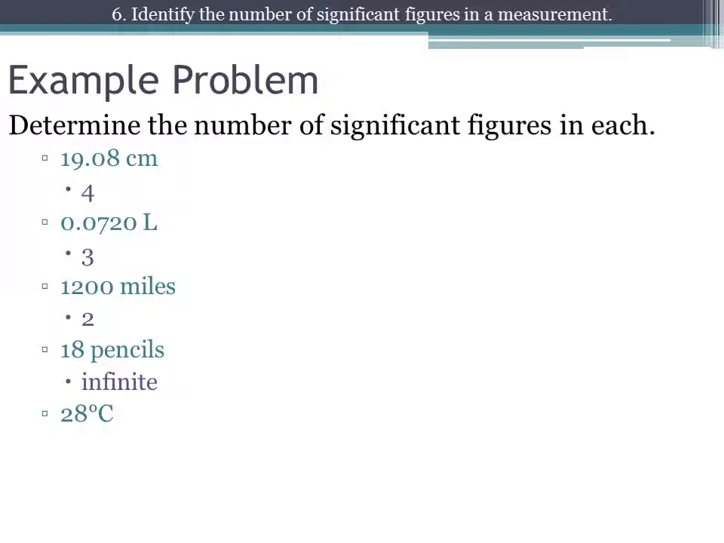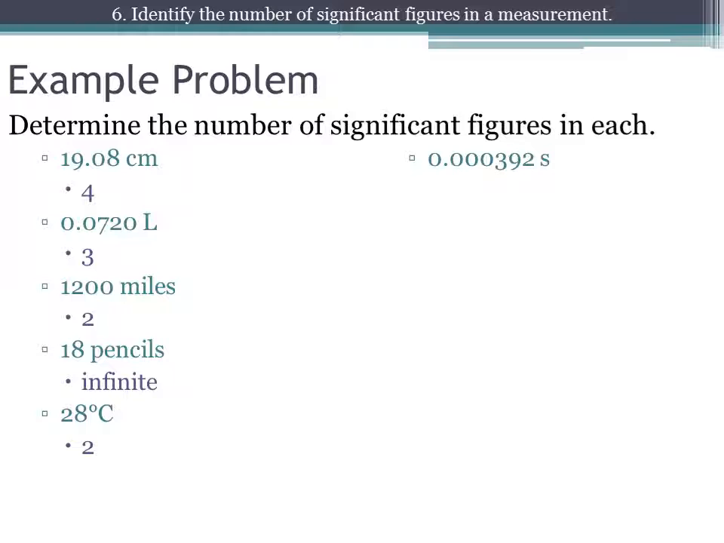28 degrees Celsius. There are 2 sig figs there. They're both non-zeros. A point of confusion here for some students would be they look at that and they see a whole number, so they automatically think infinite because we don't measure it. But consider this. We can't count the temperature. It has to be measured. So that is 2 sig figs.